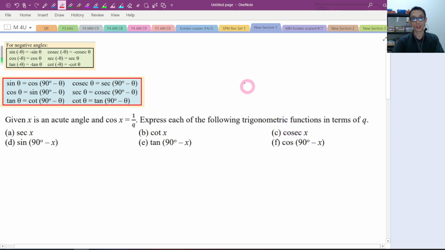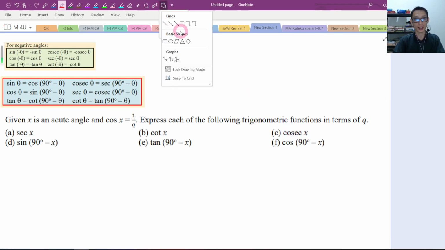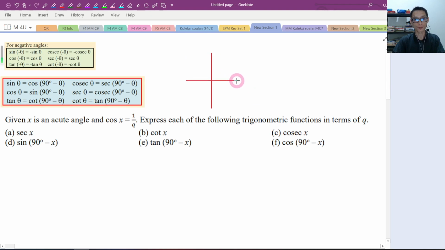So for this question, first, you just sketch a diagram. Draw a diagram. This is an acute angle, so it means in the first quadrant, draw a triangle like this, and this is x. Cosine is equal to adjacent side divided by hypotenuse, CAH, right? So cosine x is equal to 1 over q. It means that this is 1, this is q.